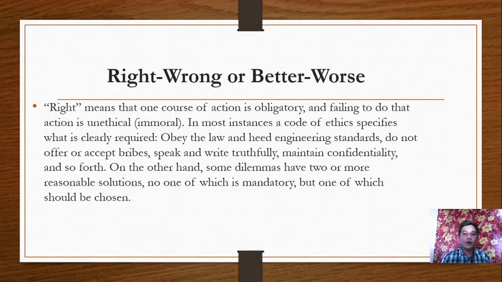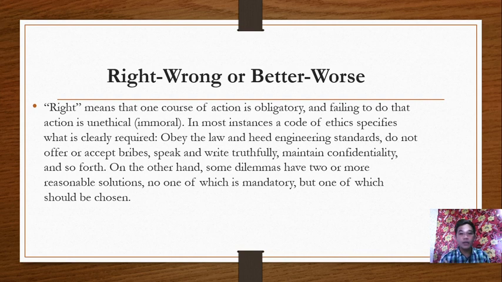Right, wrong, or better or worse. Right means that the one course of action is obligatory, and failing to do that action is unethical or immoral. In most instances, a code of ethics specifies what is clearly required. Obey the law and heed engineering standards. Do not offer or accept bribes. Speak and write truthfully. Maintain confidentiality, and so forth.